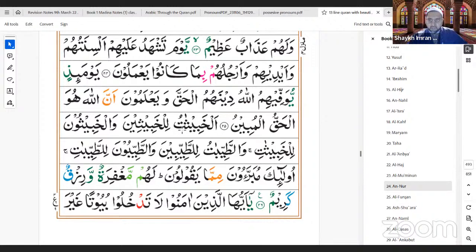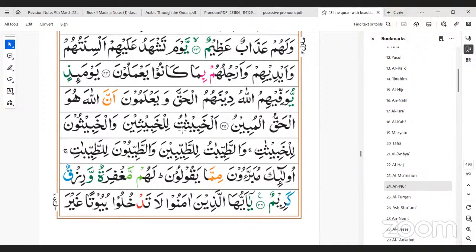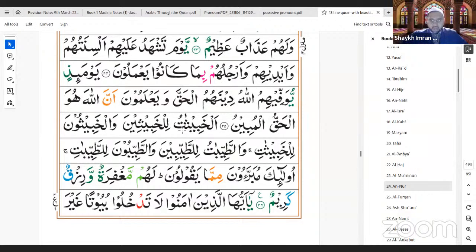Al-khabithatu. Sister Elia, why is it coming al-khabithatu? It's in its original form with the dhamma. Yes, it's in original form. Now, all those students who are new, write this as a note, and inshallah I will teach this in the next few sessions.